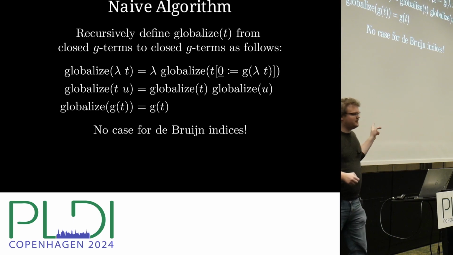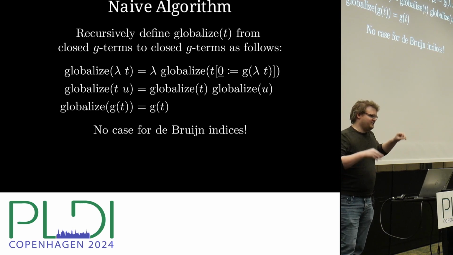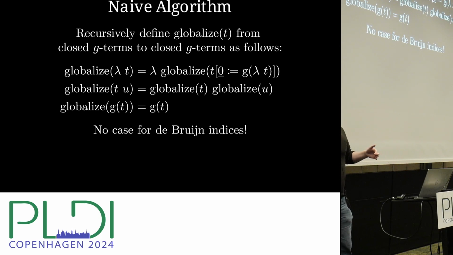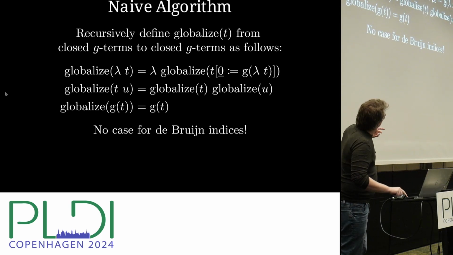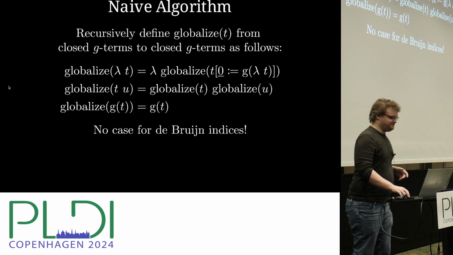And note that this algorithm doesn't have a case for De Bruijn indices, because it takes a closed term as input. So you cannot get any De Bruijn indices because they're by definition open, and also, because we're doing this substitution, in the recursion it remains closed.